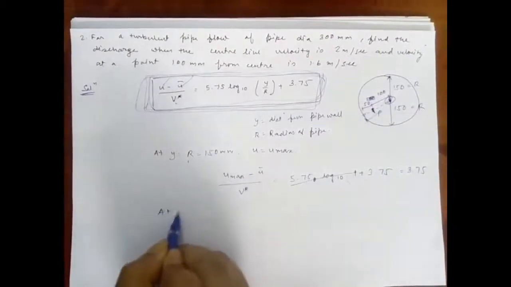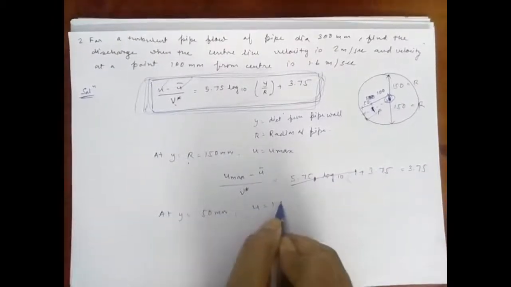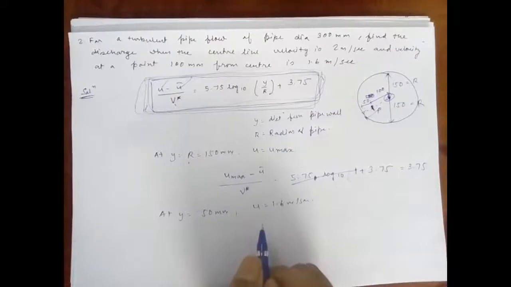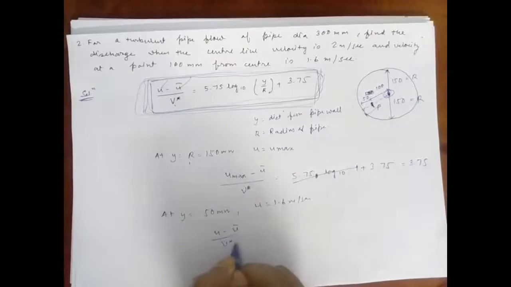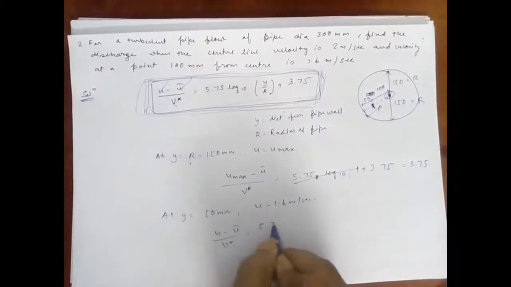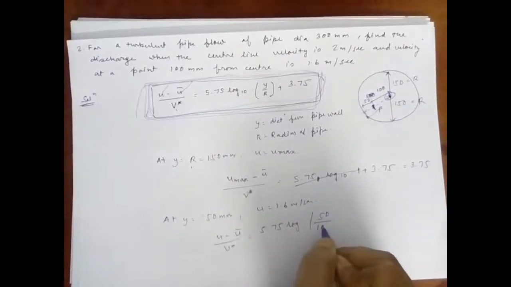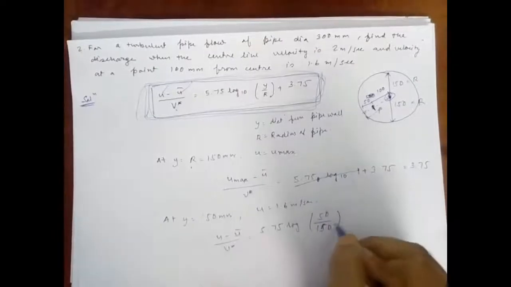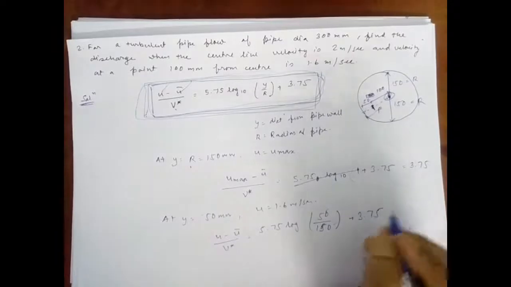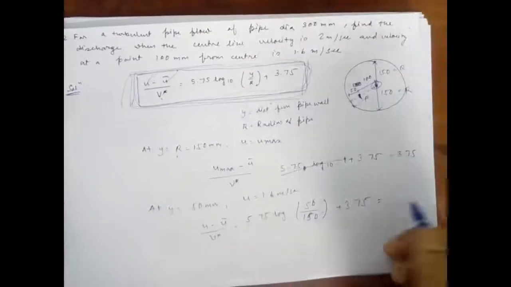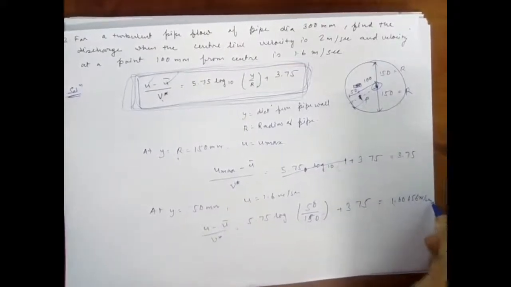So at y is equal to 50 mm, u is equal to 1.6 meter per second, and therefore it will be (u minus u bar) upon v star is equal to 5.75 log 50 upon 150, y is 50 and R is 150, plus 3.75. On solving this we will get it is equal to 1.00656 meter per second.